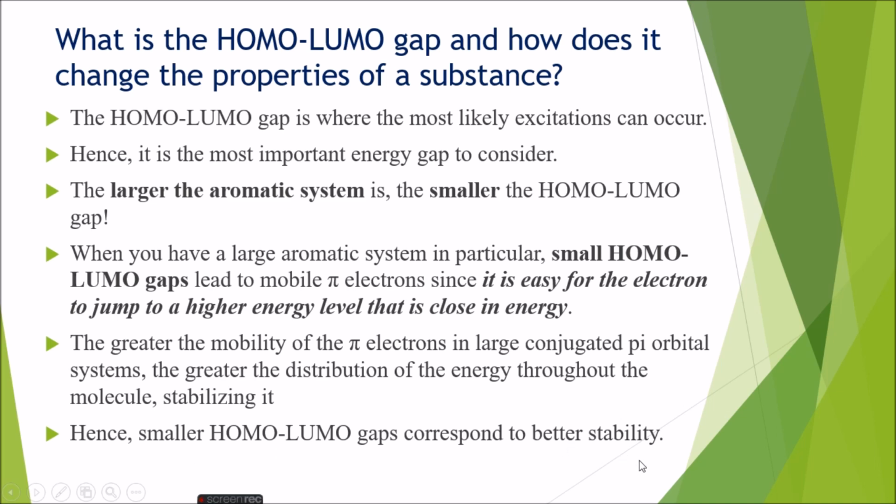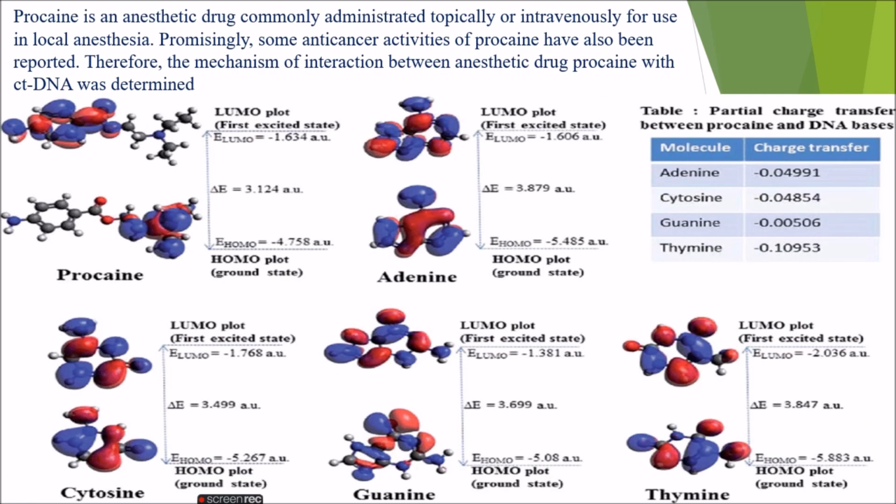So this is how the HOMO-LUMO gap changes the property of a substance. A very important property, the stability of a molecule, is determined by the HOMO-LUMO gap. Only when a molecule is stable can you subject it to further processes. Without a stable molecule, you can't carry out any further reactions. So this information is excellently obtained from the HOMO-LUMO gap. This is one sort of research work which has been done.